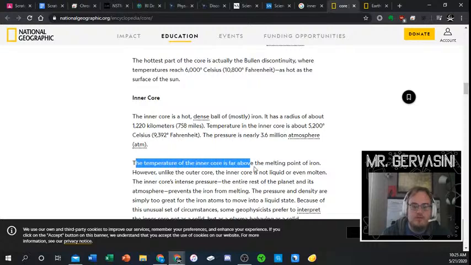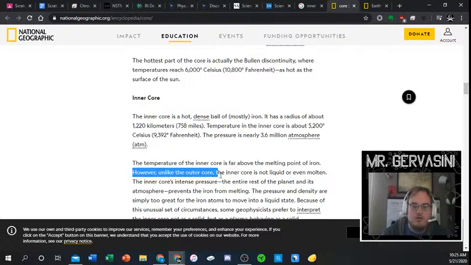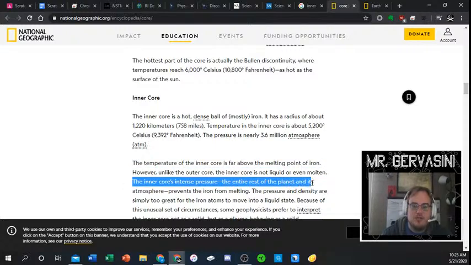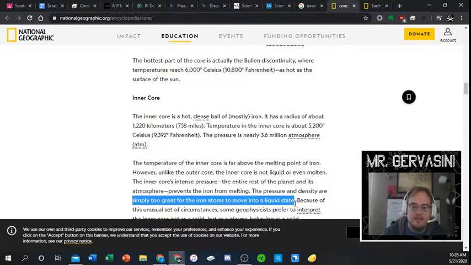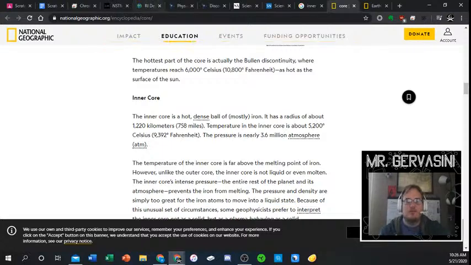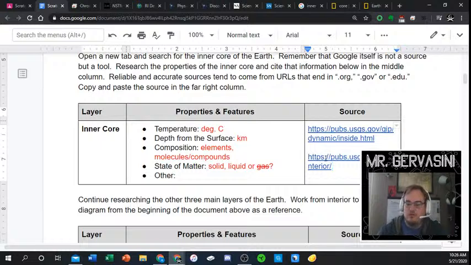The temperature of the inner core is far above the melting point of iron. However, unlike the outer core, the inner core is not a liquid or even molten. The inner core's intense pressure, the entire rest of the planet and its atmosphere, prevents the iron from melting. The pressure and density are simply too great for the iron atoms to move into a liquid state. So this is a great source.